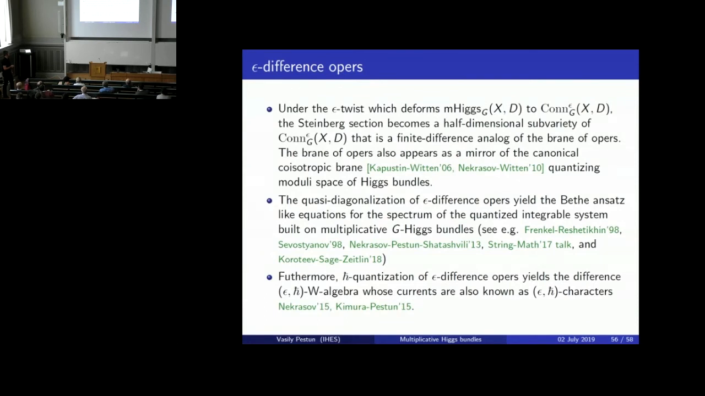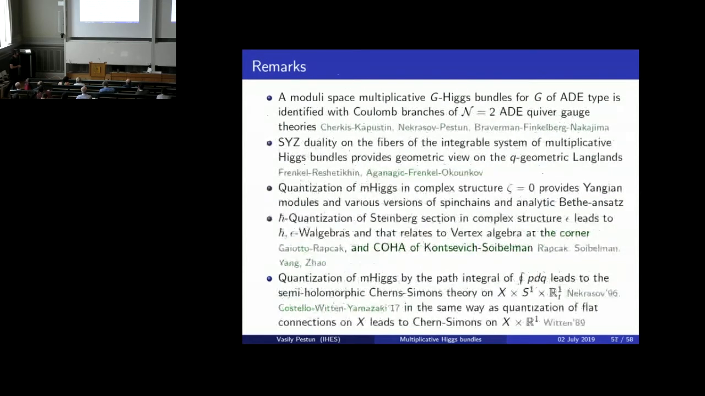And here, the expectation is that it also quantizes and plays a similar role in the multiplicative case. Concretely, if you do quasi-diagonalization of these epsilon difference opers, you find the Bethe ansatz equations for the spectrum of the quantized integrable system. It's in these papers. Or if you do another quantization, if you first consider epsilon difference opers and then quantize them in that rotated holomorphic symplectic structure, then you'll find this epsilon comma h bar, in this notation, (q1, q2) W-algebra whose currents are known as (q1, q2) characters. And to conclude, there are also connections to other works.